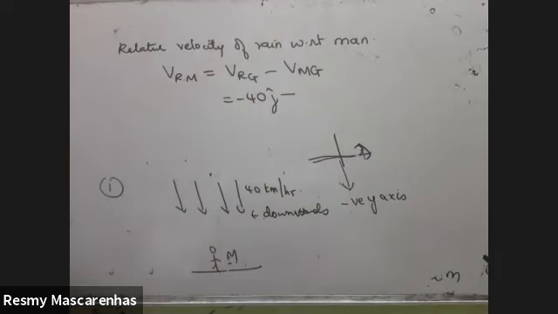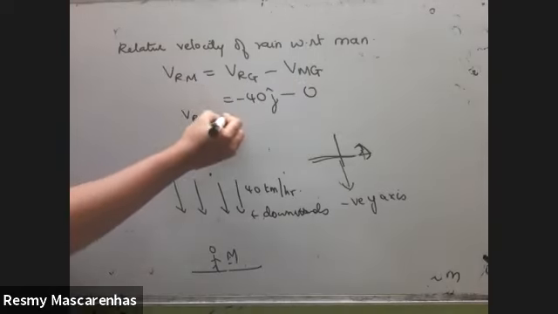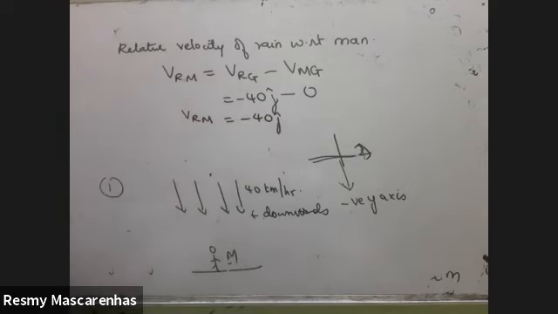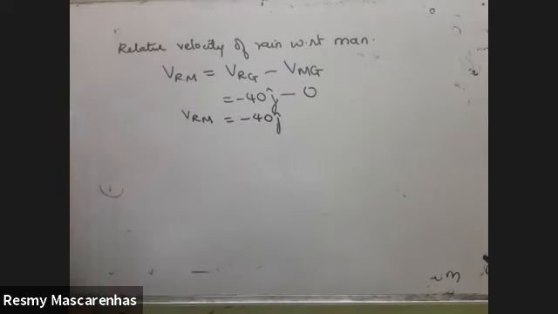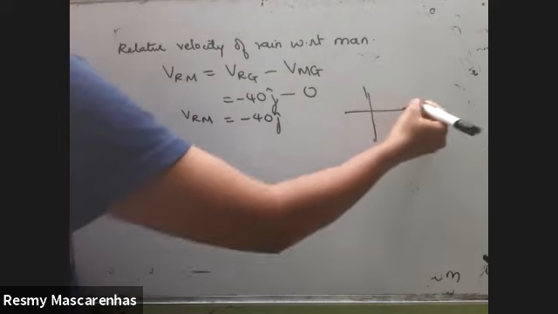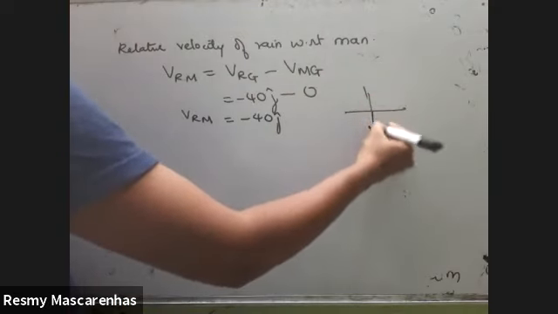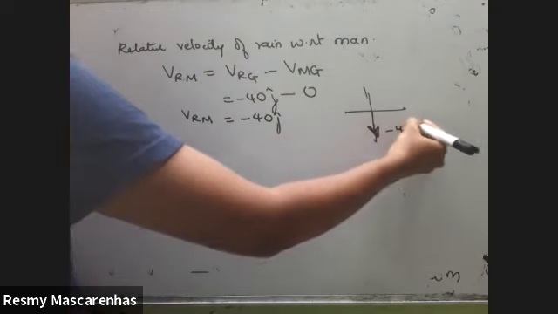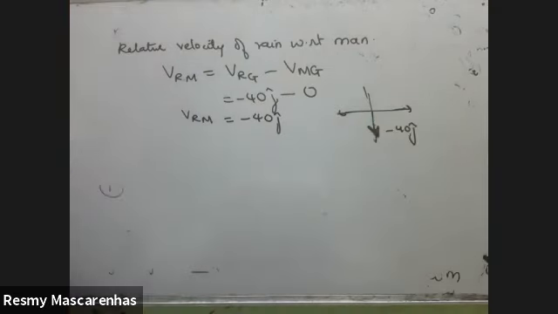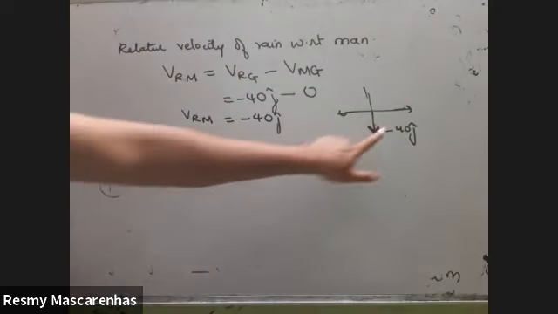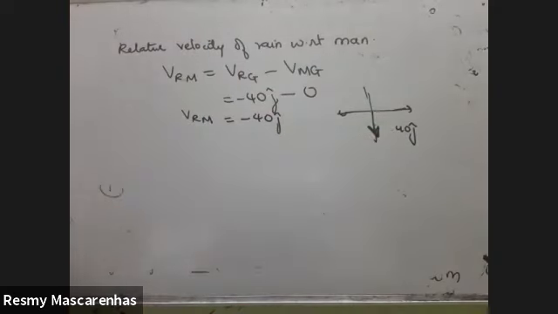This is minus. What is velocity of man? He's not moving at all, fixed position. So velocity of man with respect to ground? 0. So velocity of rain with respect to the man is minus 40. So we represent it in terms of a diagram. If this is your positive x-axis, your vector will come this side, minus 40. Already we are marking this side, so you just have to write 40j.